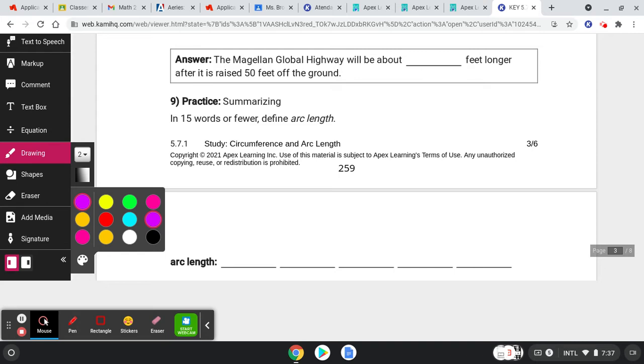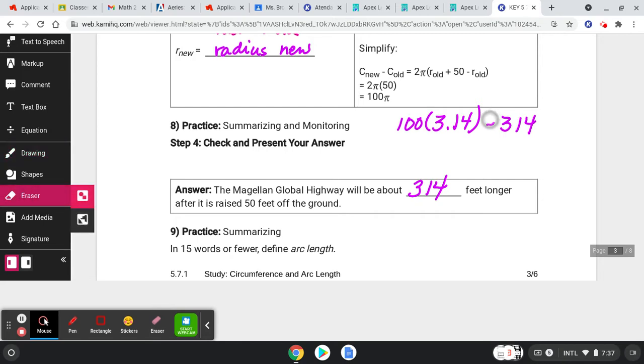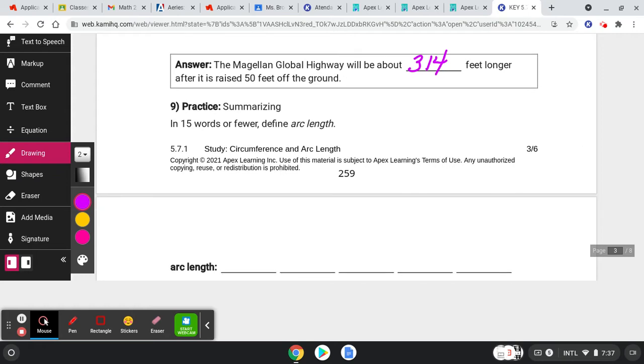So summarizing, the Magellan Global Highway will be about 314 feet longer. That's 100 times pi, which is going to be approximately 314 feet longer after it's raised off the ground. Okay, so just a quick review there of circumference. And now we're going to talk about the big idea.